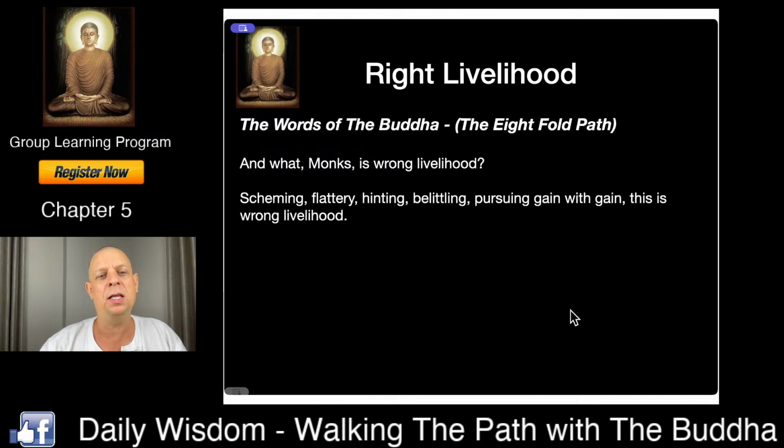And then as part of that first fold of purification, the Buddha teaches about how you conduct your livelihood, that it would be unwise to scheme, have flattery, hinting, belittling, or pursuing gain with gain. What scheming is like corruption. So let's just say I was a politician. This isn't one of those five livelihoods that we were just talking about. But if I was corrupt in my work as a politician, maybe 10, 15 years into my career, people discover this corruption.